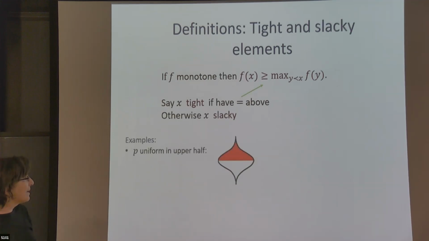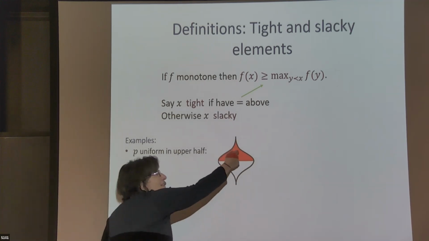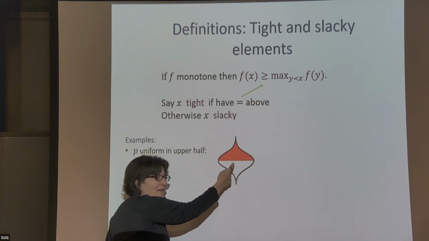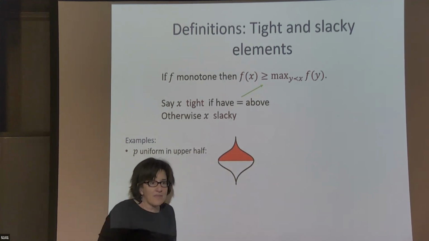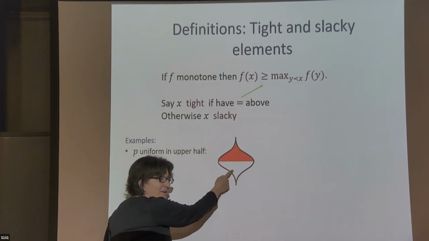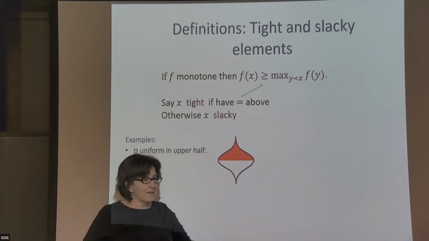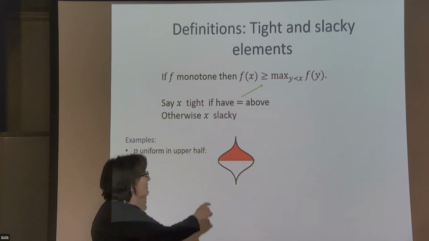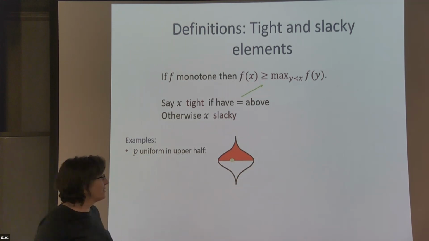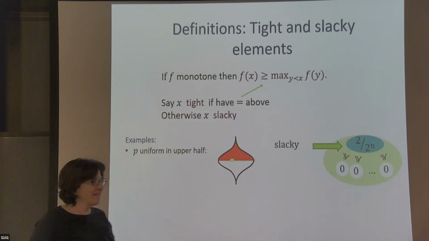Okay, so for example, for the uniform distribution in the upper half of the hypercube, all the guys in here are tight, because these guys are all probability 2 over 2^n. So everybody's equal to the max probability of their kid. And these guys are all tight. All these guys have probability 0, so they're exactly equal to the max of their children. The only things that are slacky are these guys on the border, because their probability is 2 over 2^n, but all their children have weight 0. Those are the slacky guys.